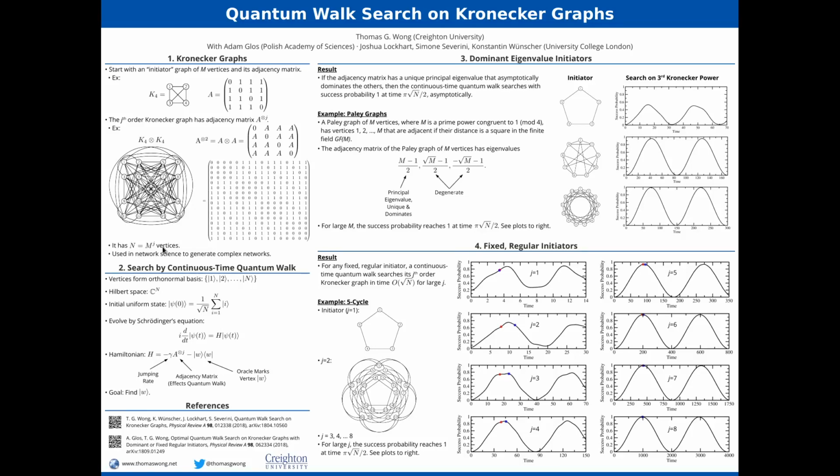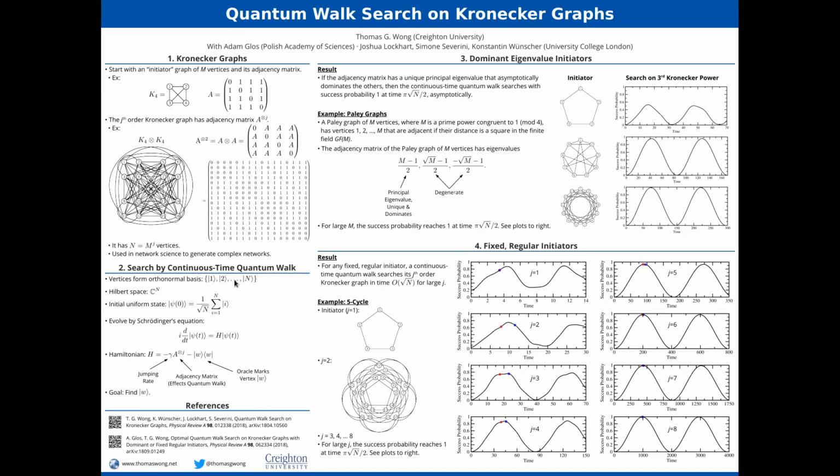Okay, so we're going to look at how to search these graphs using a quantum computer using a continuous time quantum walk. This is a standard algorithm where you have a particle that's jumping around from vertex to vertex, and since it's a quantum particle, it can exist in a superposition over these vertices.